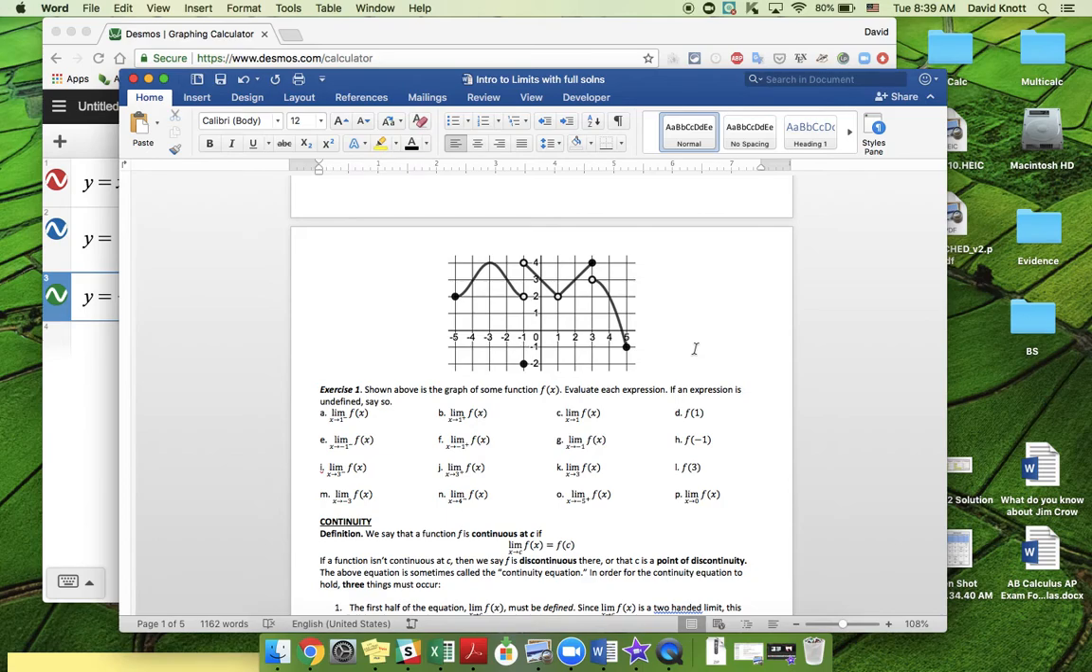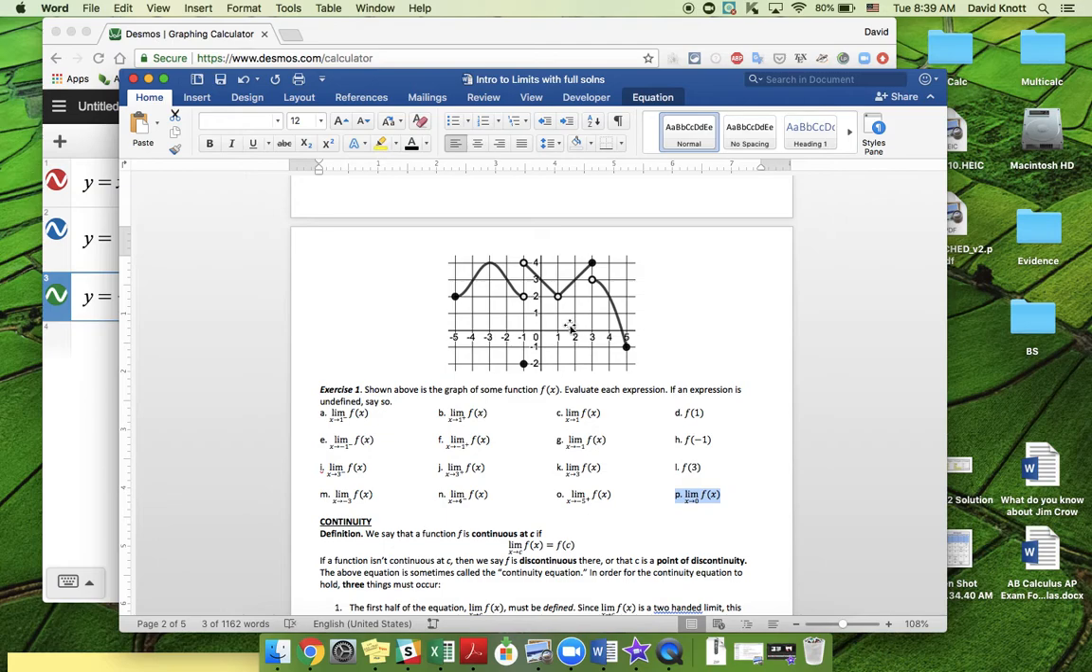Guys, so I just wanted to go over some of the problems that appeared in the Intro to Limits worksheet because there were a few consistent issues that people had. So the first one is exercise 1, the very last problem here.